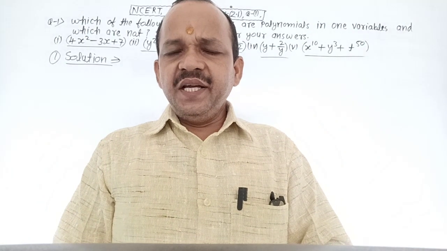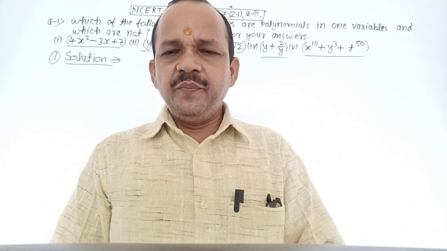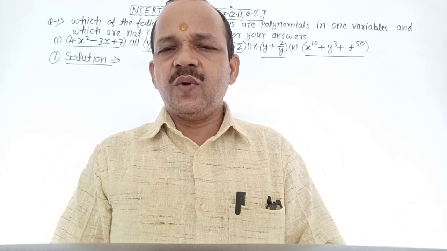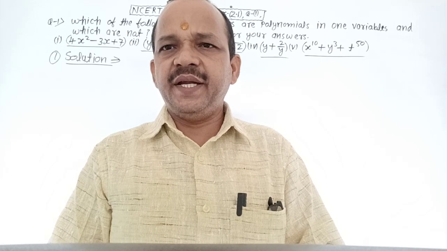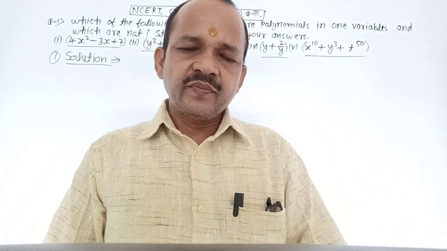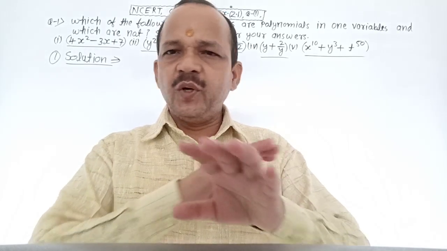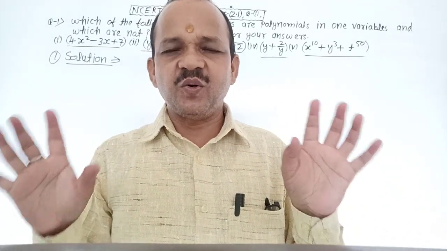A polynomial is an algebraic expression of the form a_n x^n plus a_(n-1) x^(n-1) plus a_(n-2) x^(n-2) and so on. It is the form of a polynomial. Is the form of a polynomial clear? No confusion about it? Very good.